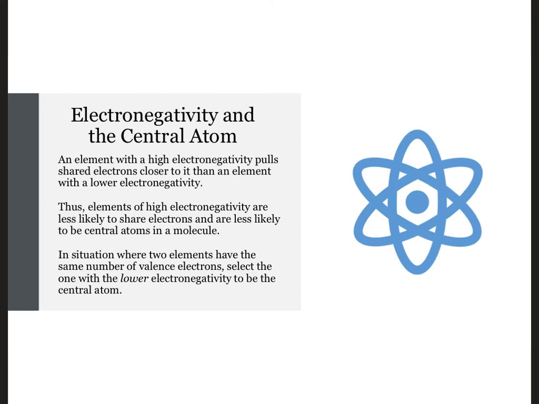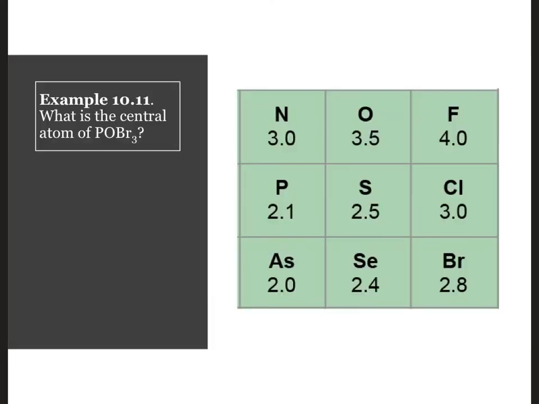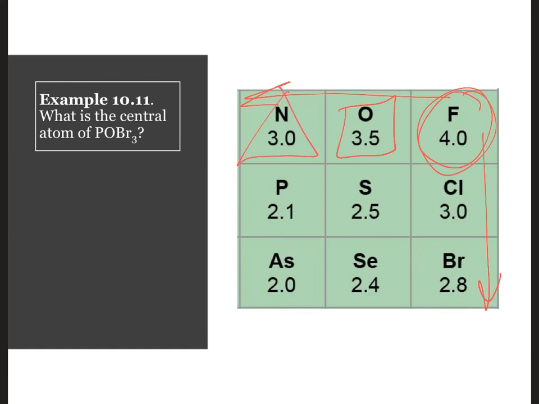Let's look at an example. What if we were given the formula POBr3? Which atom is our central atom? We can either look up the exact electronegativity values, or more likely, think about the position of each element on the periodic table relative to fluorine. We see that oxygen is the second most electronegative element, then nitrogen and chlorine. If you can remember those four elements' electronegativities, that knowledge will serve you well in the coming months.